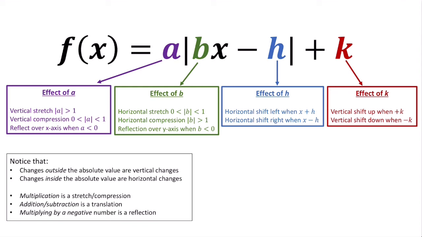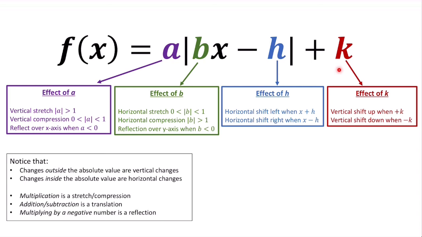We can also have a value of h. H is inside the absolute value, so it's going to be a horizontal change. Like I said before, horizontal changes kind of do the opposite of what we think. If this looks like an x plus h, it's going to go left. I know you're used to thinking positive is to the right, negative is to the left, but with horizontal transformations, we do the opposite. So plus h is going to go to the left, minus h is going to go to the right.